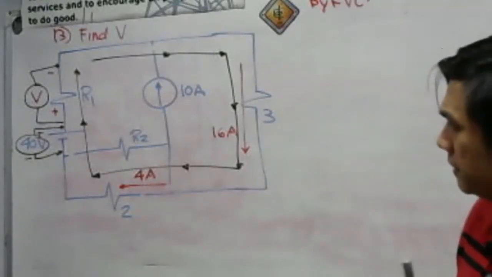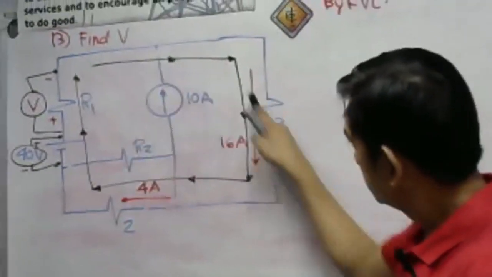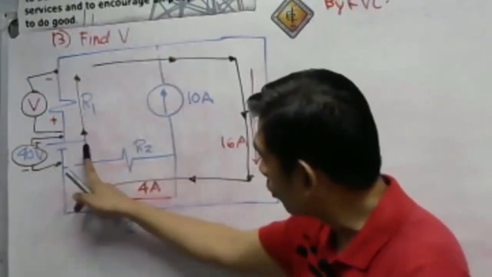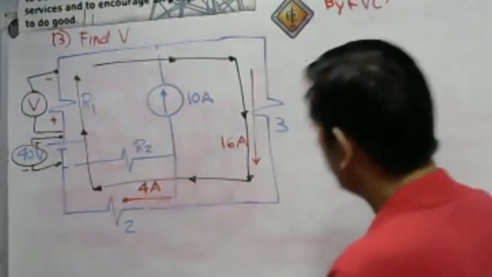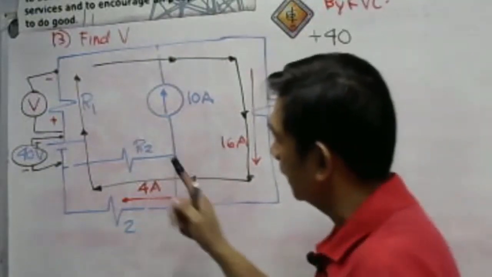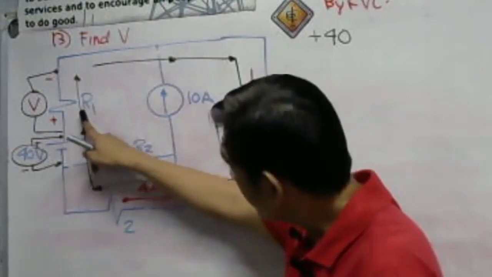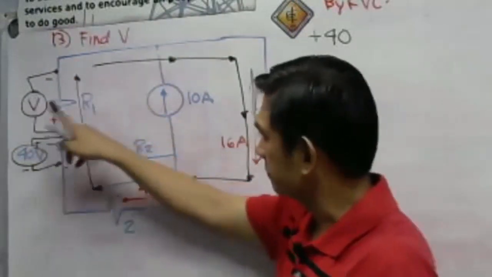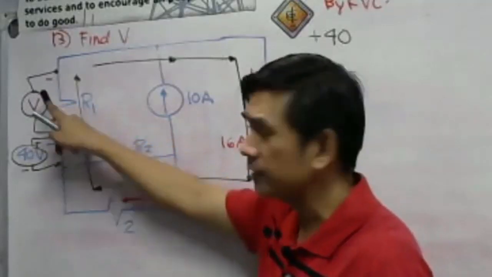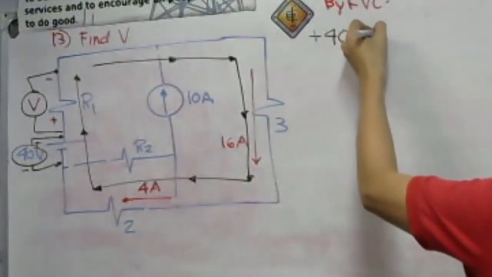Let us have now the Kirchhoff's voltage law. This is now the circuit tracing. The circuit tracing leaves on the positive terminal of 40 volts. Therefore, that is positive 40 volts. And the circuit tracing leaves on the negative terminal of the voltmeter. It leaves on the negative terminal. That is why negative V.